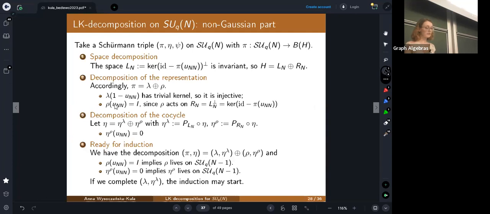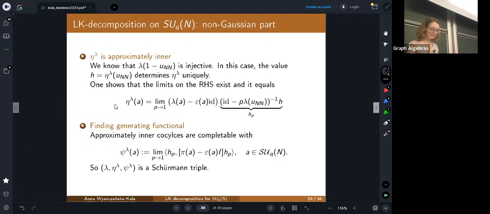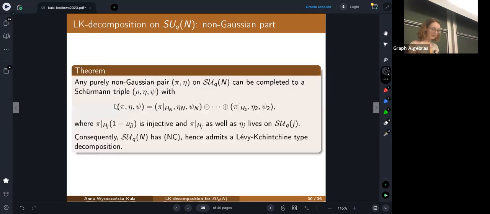Okay, and now we want to treat a purely non-Gaussian cocycle. So we take, first of all, a Schürmann triple. I should have assumed that pi is purely non-Gaussian. And we want to understand whether it is possible to associate to such a pair a generating functional. For that, we proceed by induction. I wanted to explain all the steps in the proof, but maybe I'm running out of time. So 7 minutes. Maybe I just pass you the main idea.